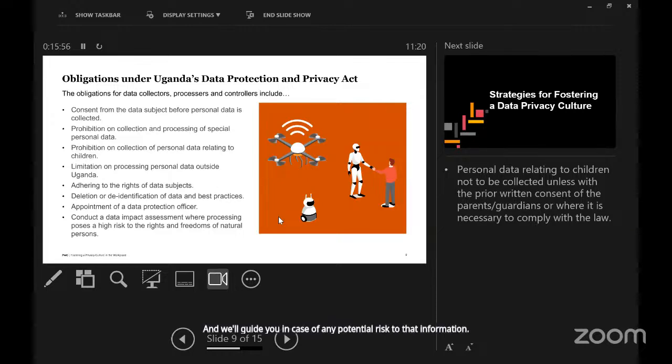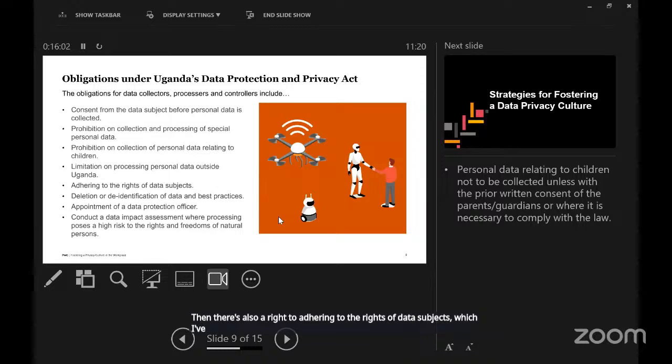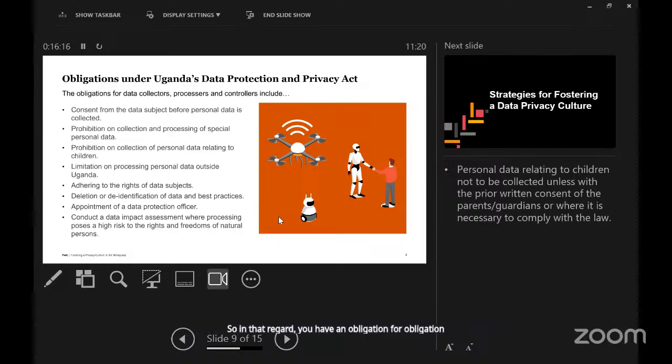Then there is also an obligation of adhering to the rights of data subjects, which you've mentioned. So if you have any reason not to comply with the right of a data subject, as you respond to that request, you also have to send a copy to the Data Protection Office. So in that regard, you have an obligation for responses to the requests that data subjects will send through from time to time. Then deletion, de-identification of data, as well as best practices, that's another obligation.